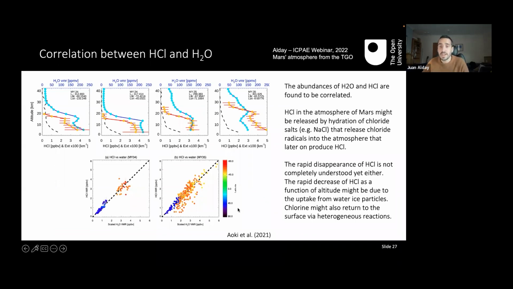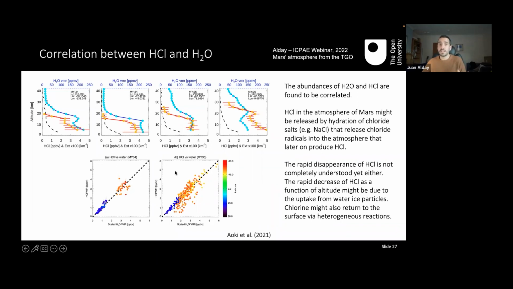In order to elucidate what the sources and sinks of hydrogen chloride in the atmosphere could be, I took this paper from Shohei Aoki et al. 2021, in which it shows very nicely that the observations of water vapor and HCl are correlated. And indeed, the shapes of the vertical profiles that we observe are very similar. So here you can see in blue the abundance of water vapor for different observations and the abundance of hydrogen chloride in orange.